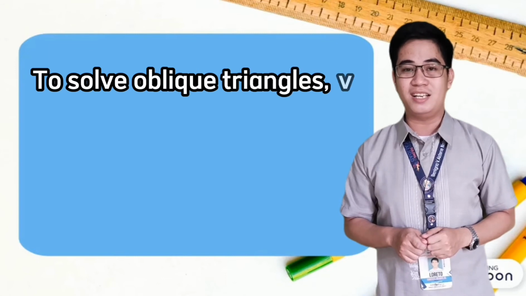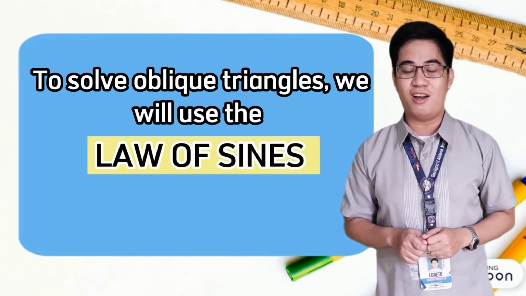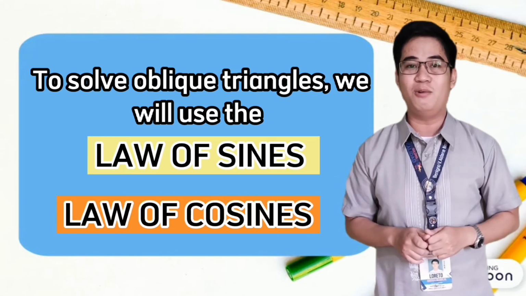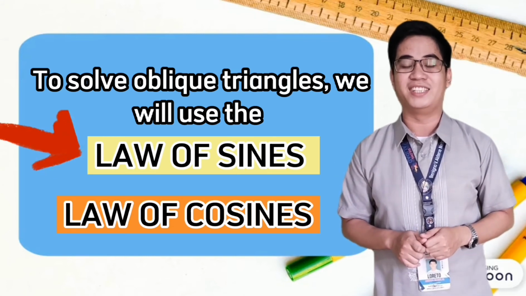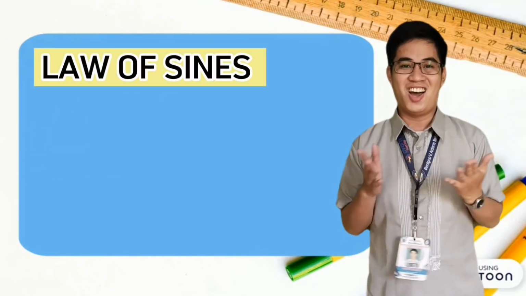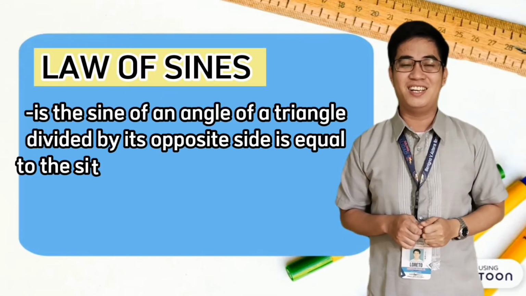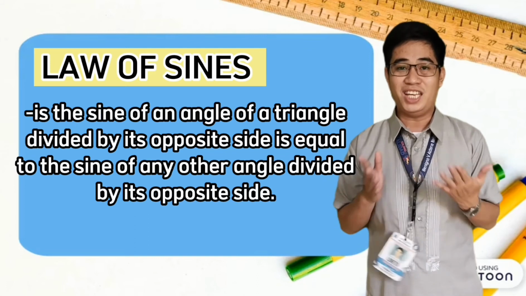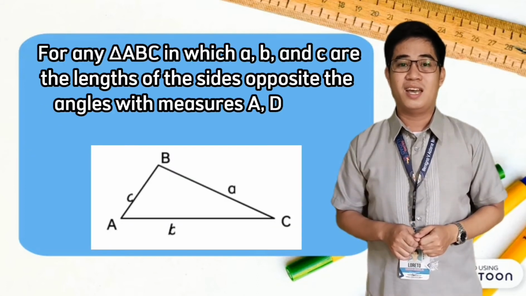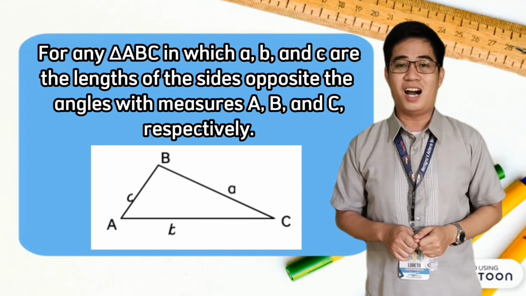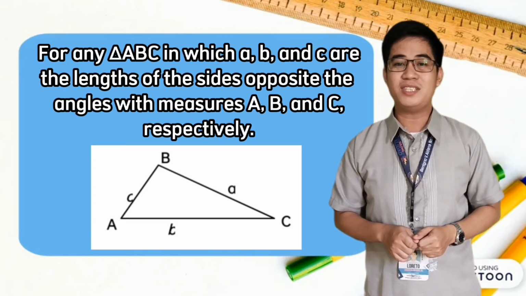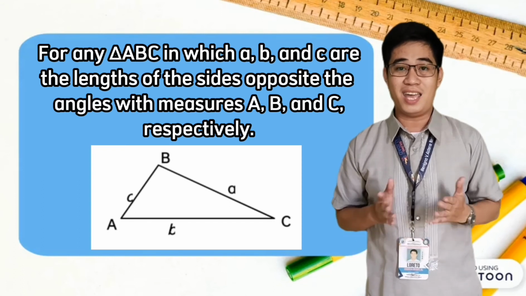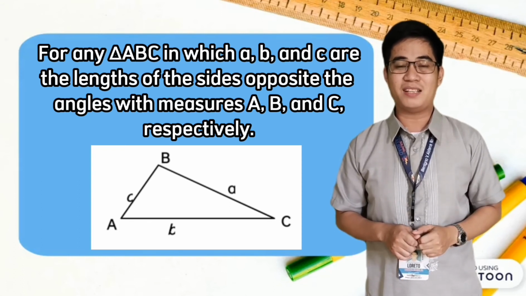To solve oblique triangles, we will use the law of sines and the law of cosines. In today's video, we will discuss the law of sines. The law of sines states that the sine of an angle of a triangle divided by its opposite side is equal to the sine of any other angle divided by its opposite side, for any triangle ABC in which a, b, and c are the lengths of the sides opposite the angles with measures A, B, and C respectively.